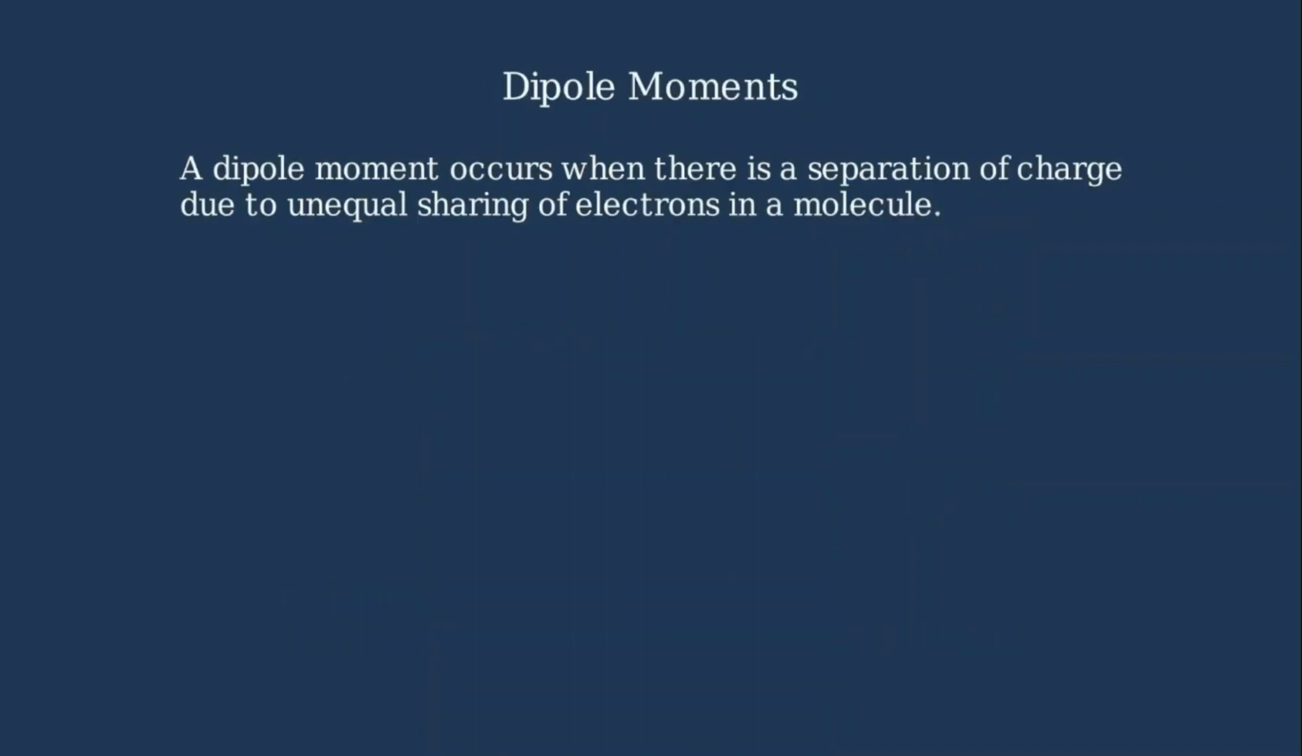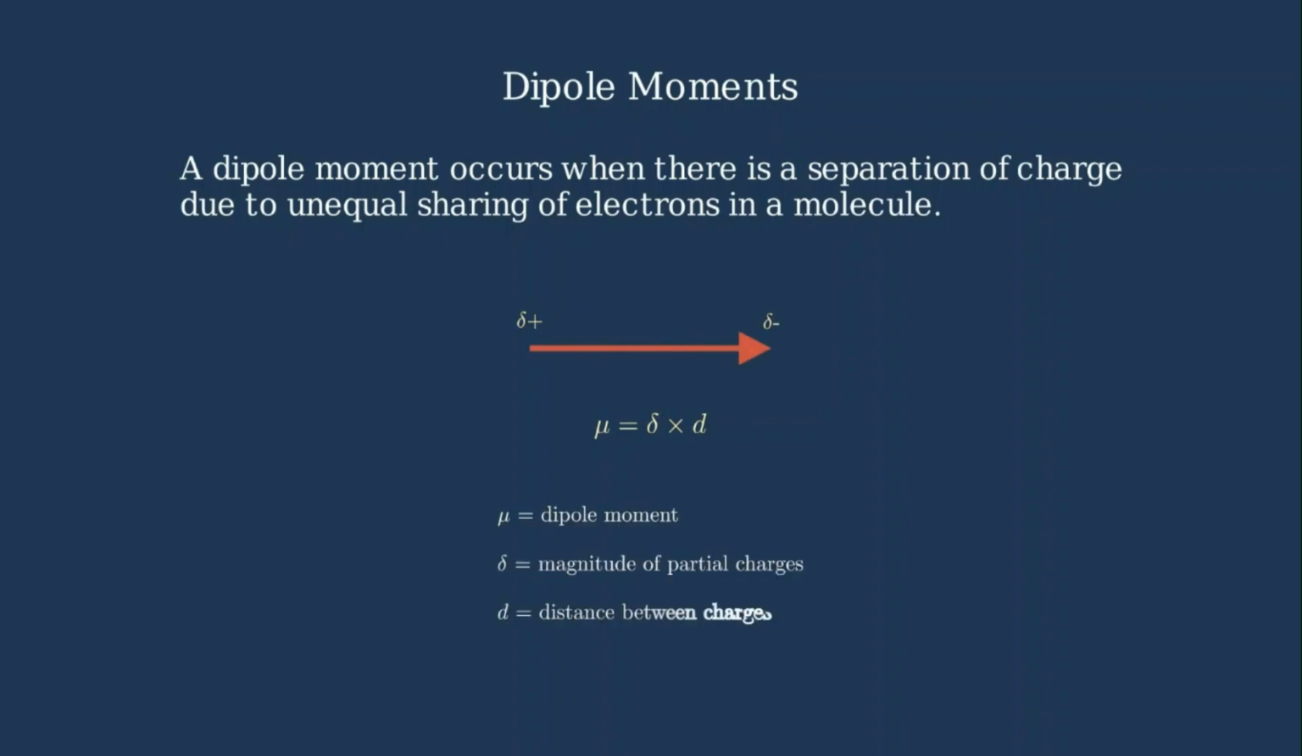A dipole moment occurs when there is a separation of charge in a molecule due to the unequal sharing of electrons. The dipole moment is calculated as the product of the magnitude of the partial charges and the distance between them.